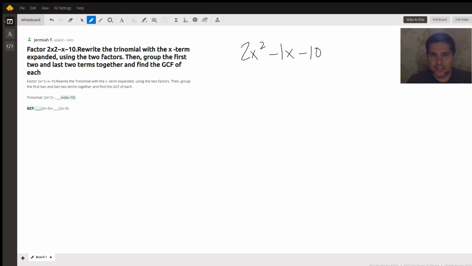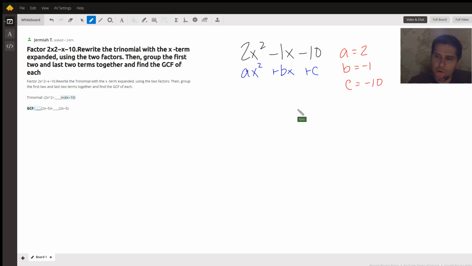Okay, so what we're trying to do is take this polynomial, which has three terms, it's a trinomial, and break it up so that we write it in factored form as a binomial times another binomial. First thing to realize is the structure of this trinomial. Think of it in standard form as ax squared plus bx plus c. The a value here is 2, the b value is -1, the c value is -10.